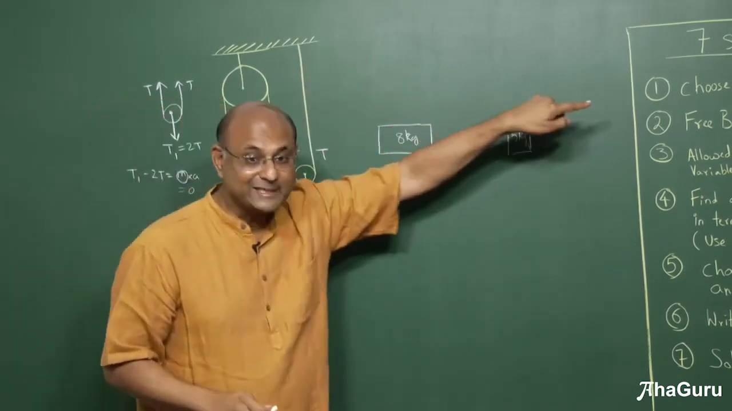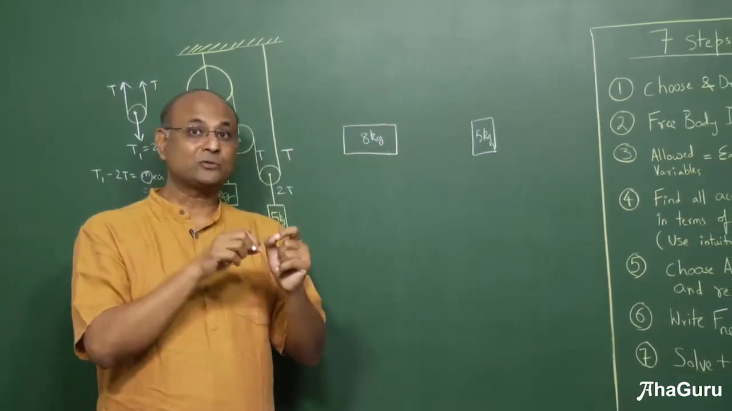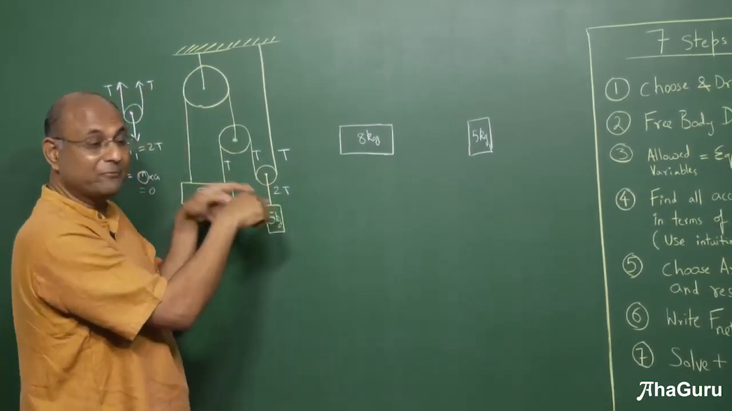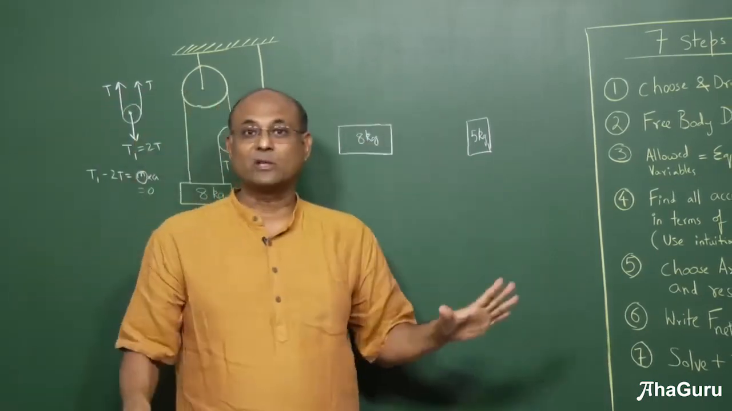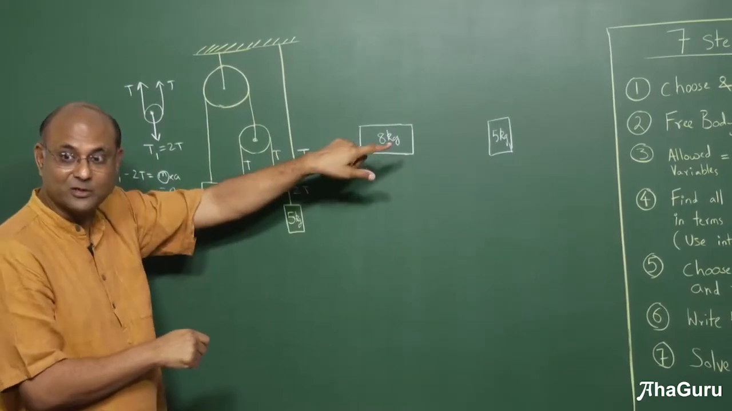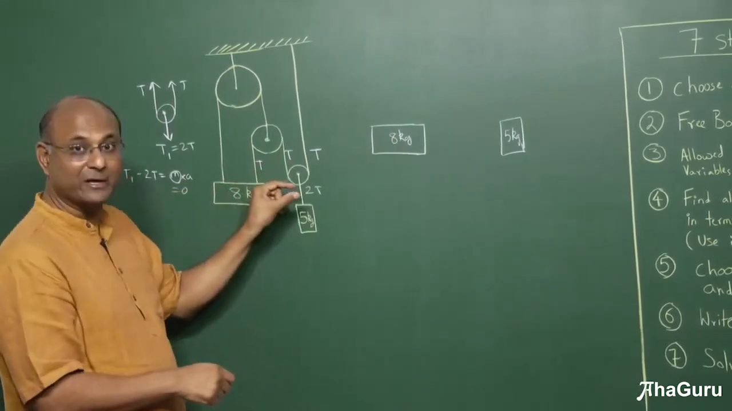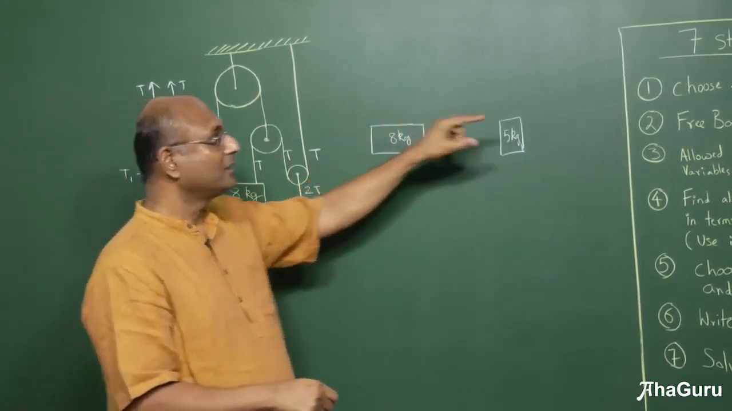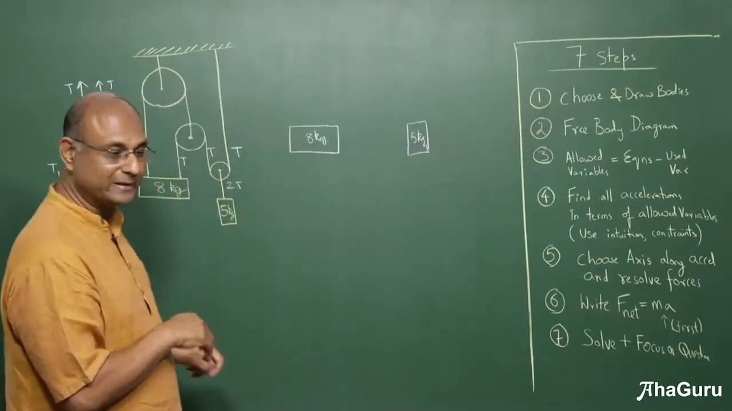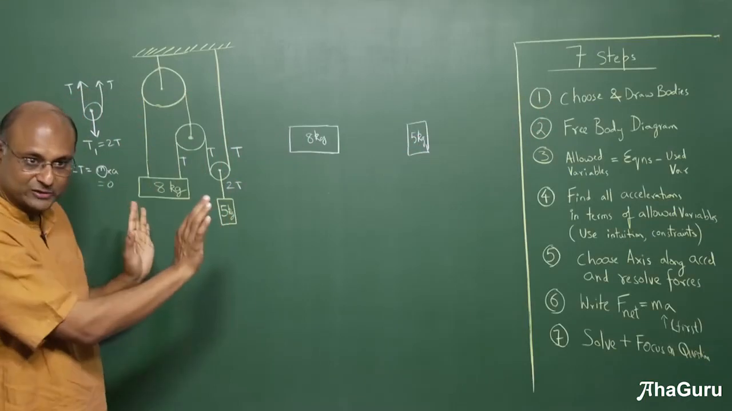So do you see that in the first step, should I put the pulley or should I not put the pulley? Have you already figured out that this is T, T, 2T? If you have, leave the pulley, don't draw the pulley. If not, please do draw the pulley also, because if the pulley has mass, then you have to draw the free body diagram for the pulley as well. So that means you need to choose the bodies, you have to choose the pulley in that case. Of course, in this case, I am not choosing the pulley.